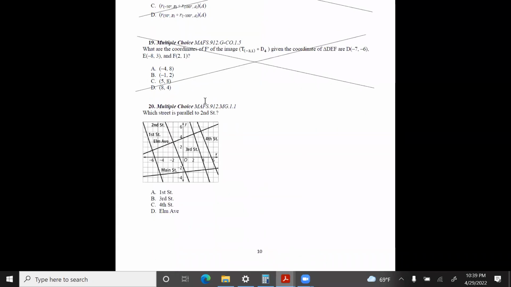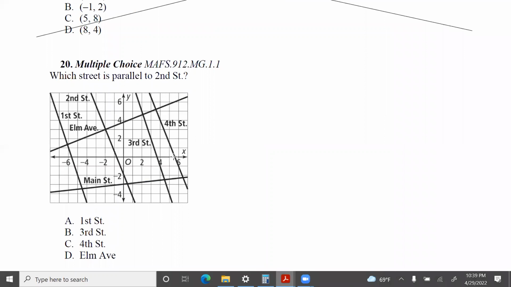On 20, I thought 20 was kind of confusing when looking at the diagram. It's hard to tell what was labeled as what street. Let me zoom in on this one. So now on this one, they want to know which street is parallel to Second Street. Well, this street here is Second. So right away, Elm Avenue and Main Street are out. They're definitely not parallel. We want parallel.